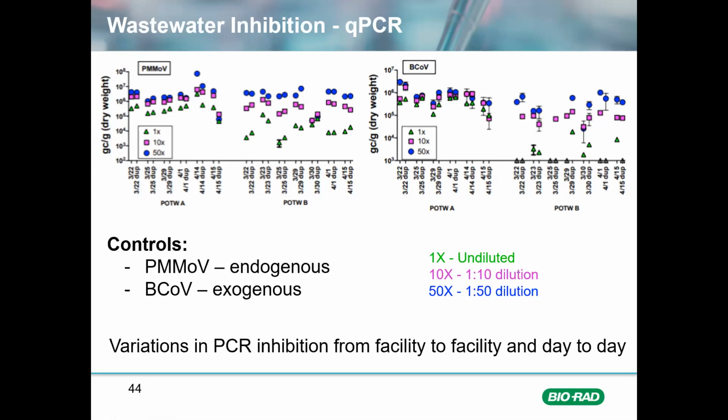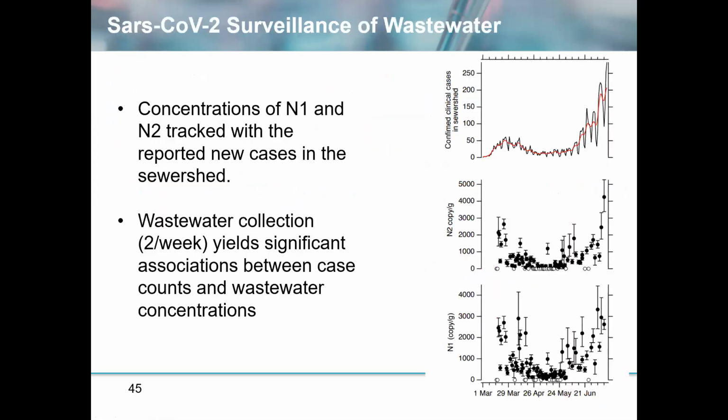At 1 to 50 dilution, they were not able to detect the virus by diluting it to the point that you were able to relieve the inhibition by qPCR. Now, looking at the last figure from this paper, they compared confirmed clinical cases in the sewer shed versus the absolute concentration as determined by N1 and N2. You could see that there is a very nice correlation between those. They ultimately conclude that collecting wastewater twice a week yields a significant association between the case counts as well as the viral load in the sewer shed.